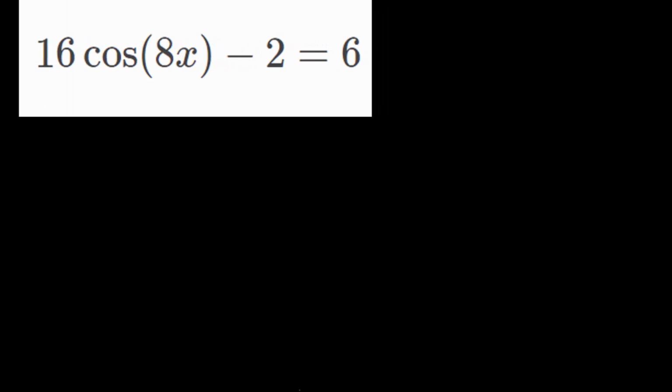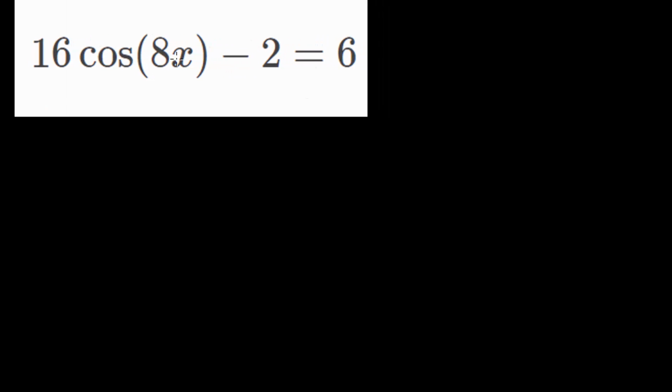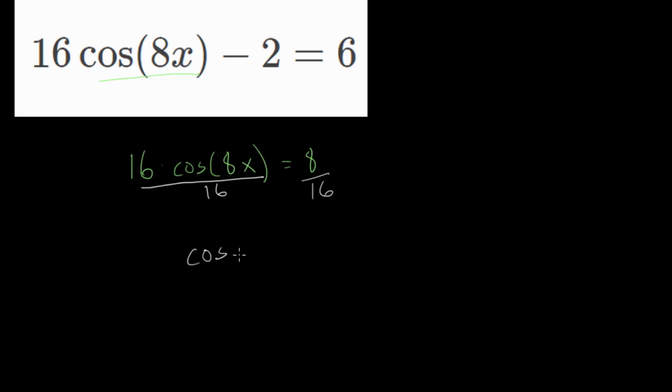The general strategy with these sinusoidal equations is to first solve it for the sinusoidal term, either the sine or the cosine. So let's start by adding 2 to each side so that we get 16 multiplied by the cosine of 8x is equal to 8. And then from here we can divide both sides by 16 to cancel out that multiplication. On the left hand side we just get the cosine of 8x, and on the right side we get 1/2.